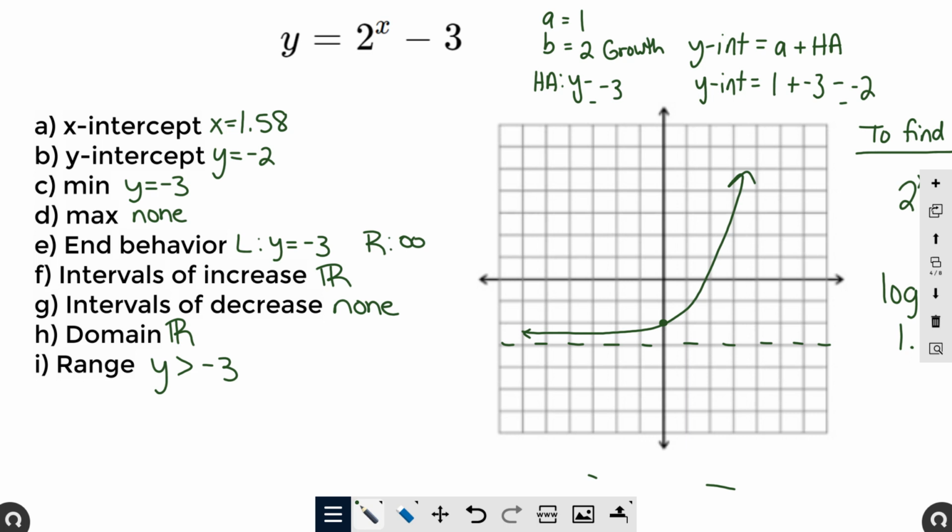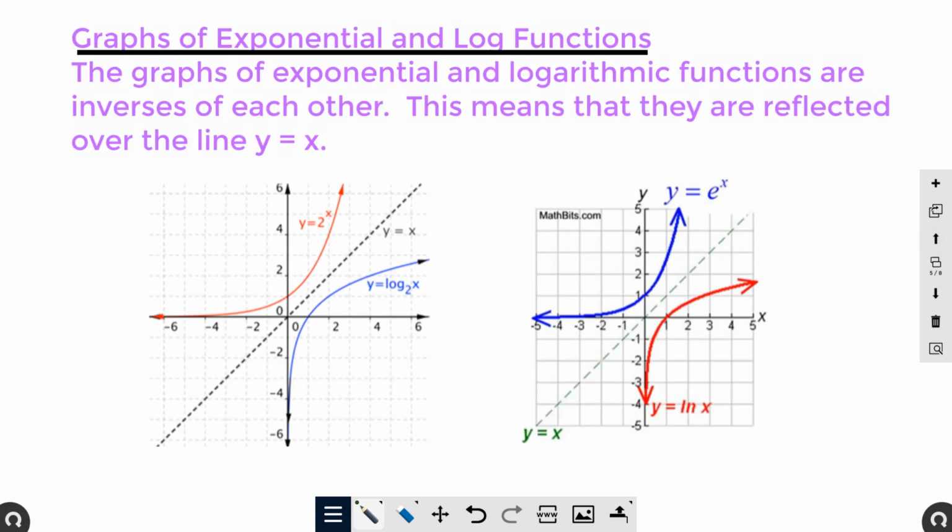All right, the next slide I'm going to show you, you do not have to write it down, but I just want to give you some information about logs, because next we're going to graph some log functions. So exponential functions and log functions are inverses of each other. They're the opposite. Now, in order to be an inverse, it means they're reflected over the line y equals x, which kind of makes things neat for us.